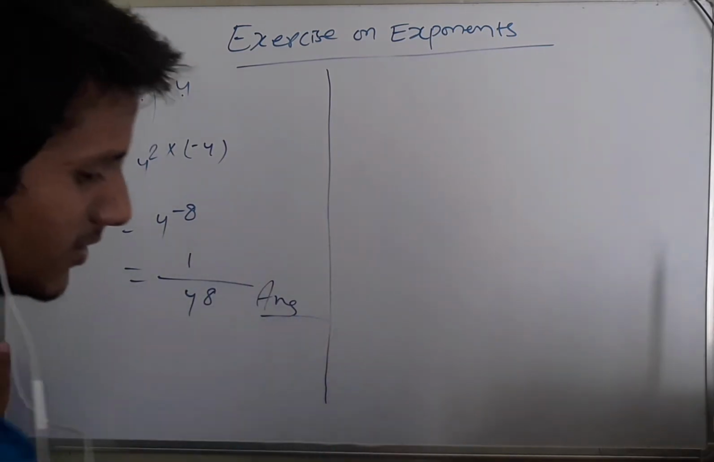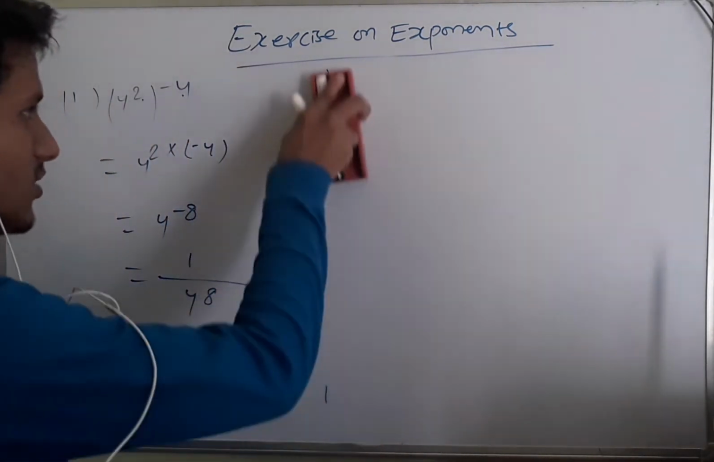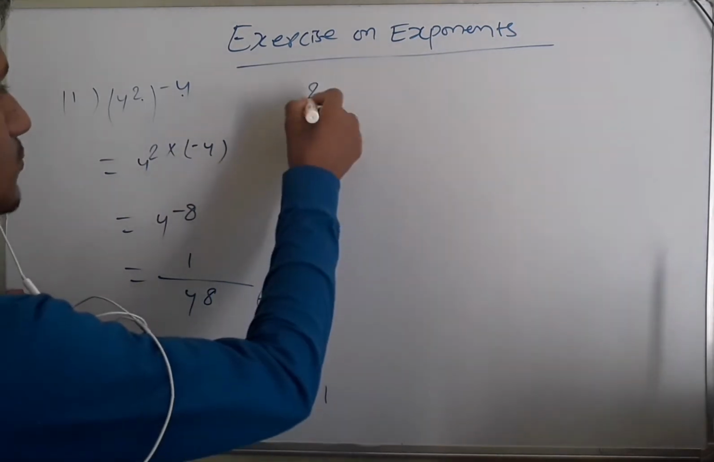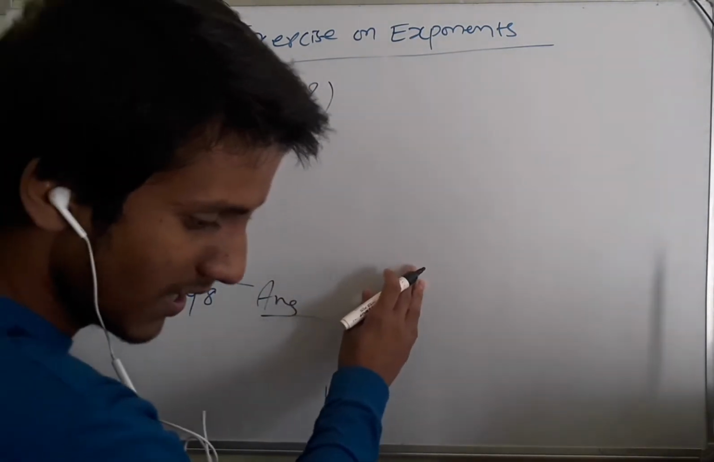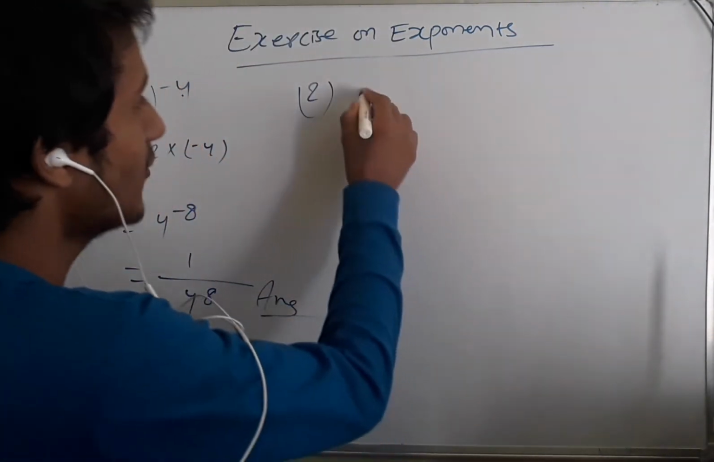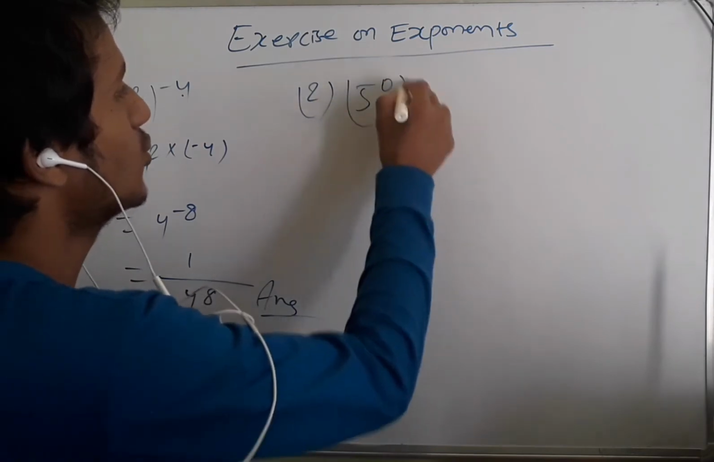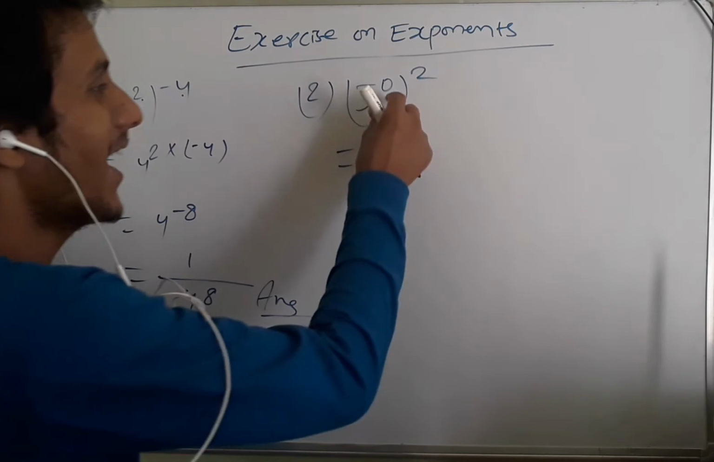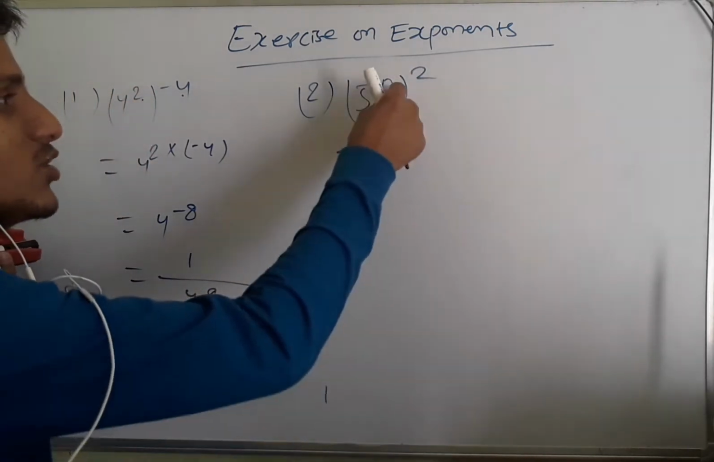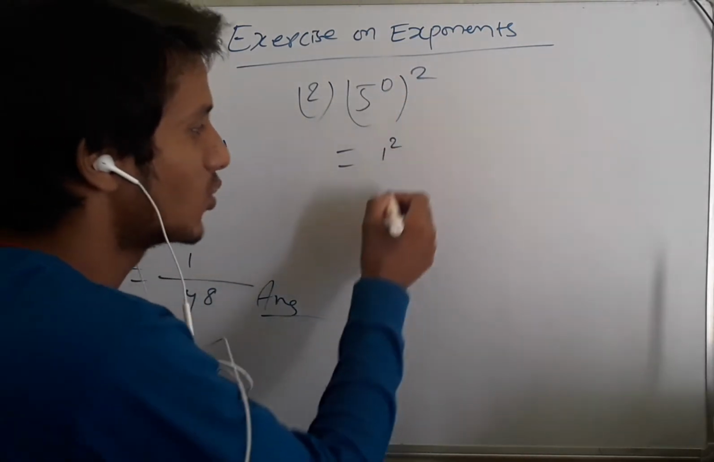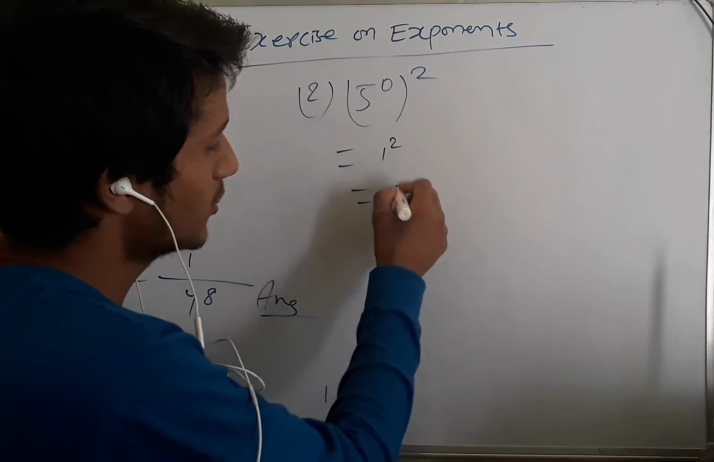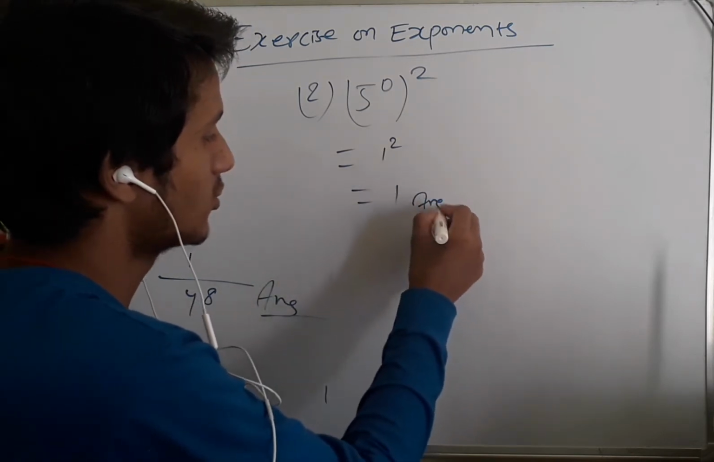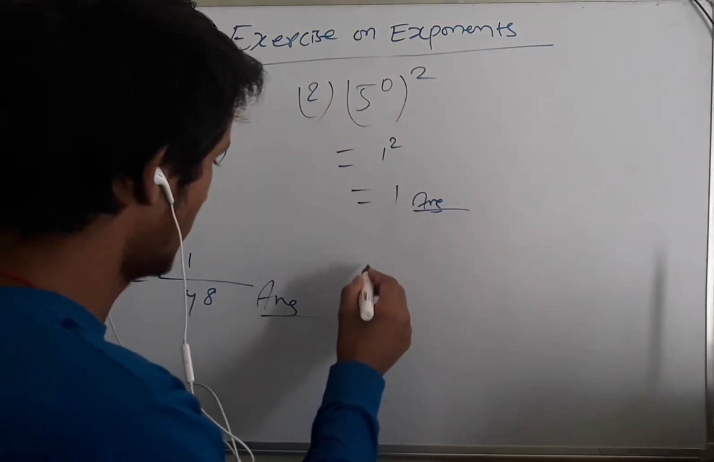Okay, let's draw the line and do the second problem, number 2. The problem is 5 to the power 0, whole squared. You should already be familiar with this: any real number raised to the power of 0 is 1, except 0 itself. So this will give me 1, and 1 is going to be the answer in this problem.